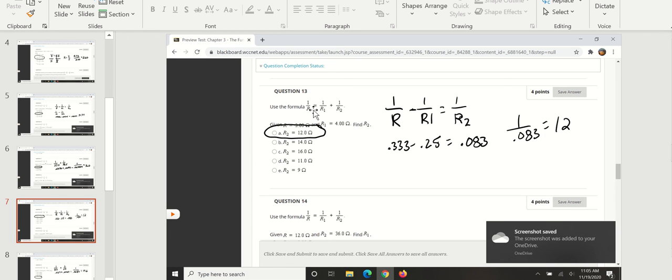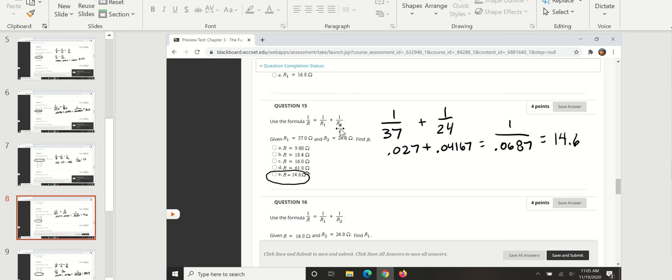In this equation we're trying to find R2, so we have to move R1 to the opposite side, which means subtracting 1 over R1. The equation is 1 over R minus 1 over R1 is equal to 1 over R2. Do the decimal equivalent, it comes out to 2.083. Find the value of that, it is 12.